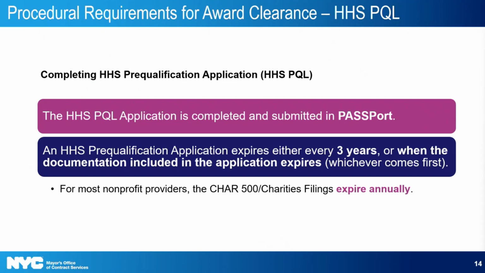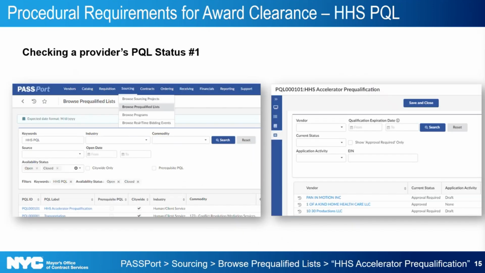Next, we'll go over how you can check the application status directly in Passport. There are two ways for you to do this. First, in Passport, you will navigate to the Sourcing tab and click Browse Pre-Qualified Lists. Then, search for and select HHS Accelerator Pre-Qualification.